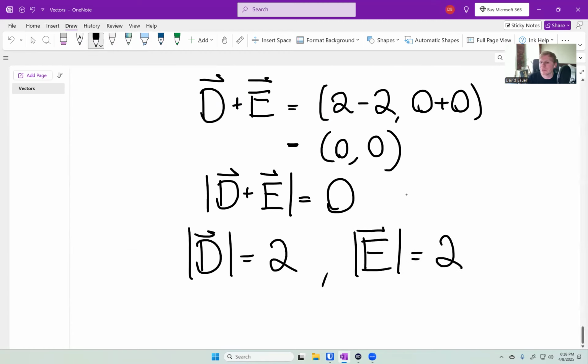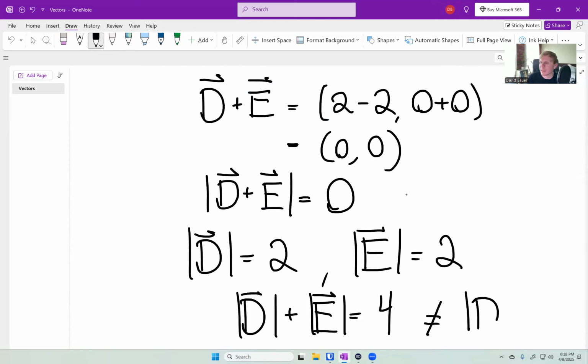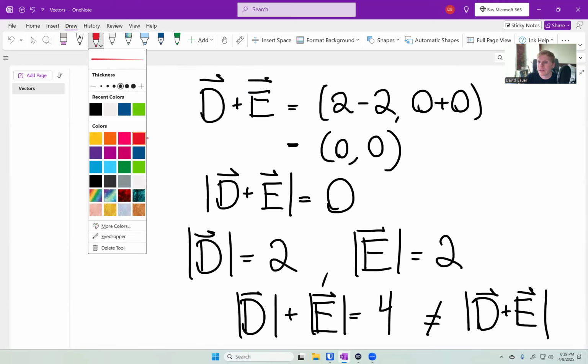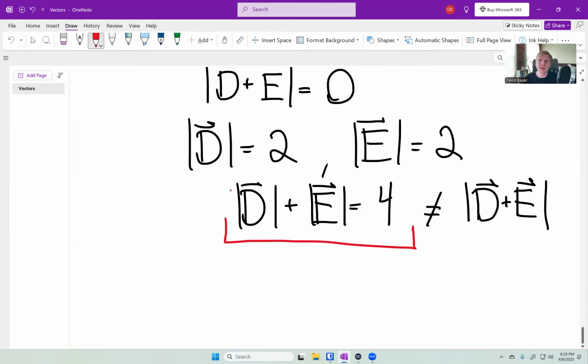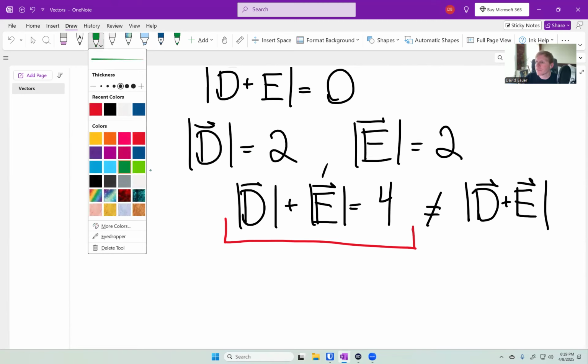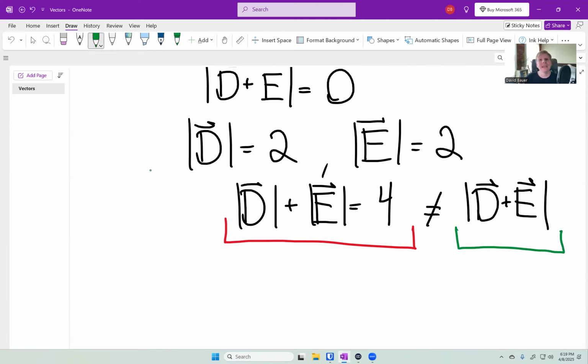So if I were to add the magnitudes of these two vectors, I would get something non-zero. I get 4, which is not the same thing as what I get when I add them first and then take the magnitude. And this thing here on the left is not really something that you ever want to do. It's very rarely, if ever, useful in a physical context to add the magnitudes of vectors like this. So typically what you want to do, in fact, all the time really, is add them first and then take the magnitude, right?